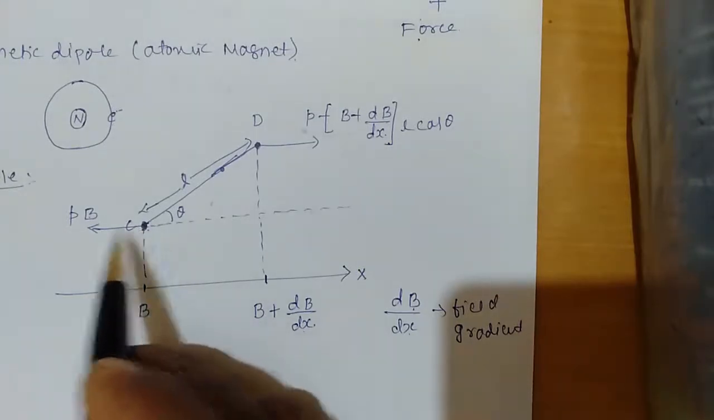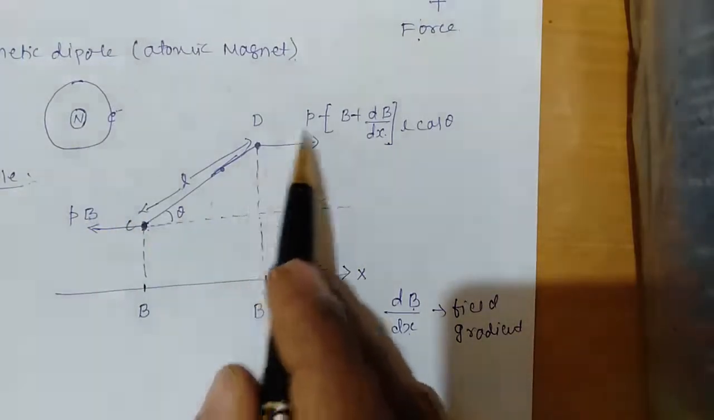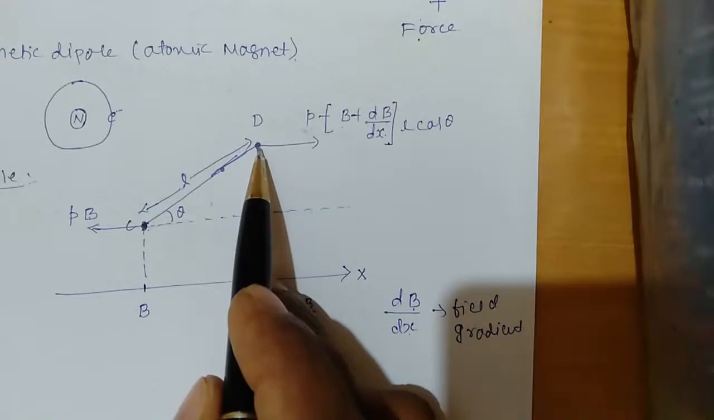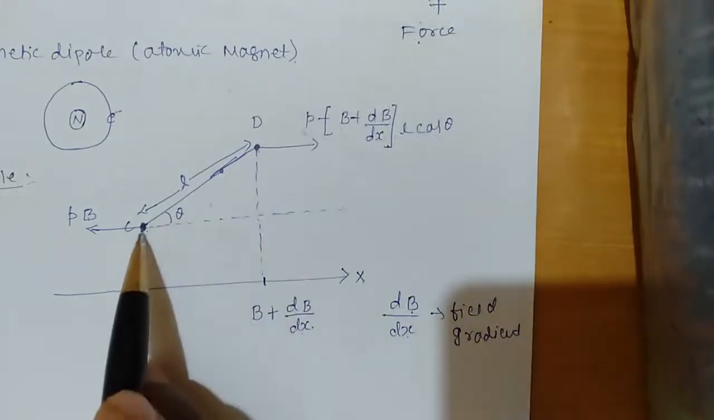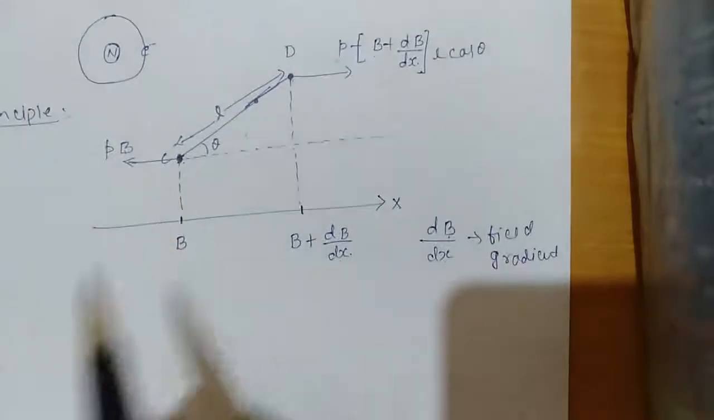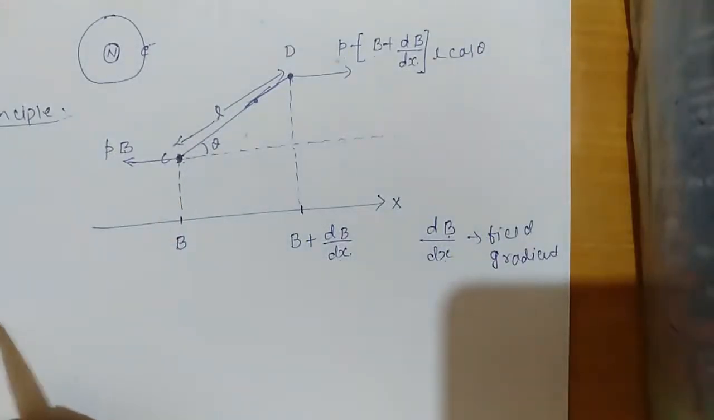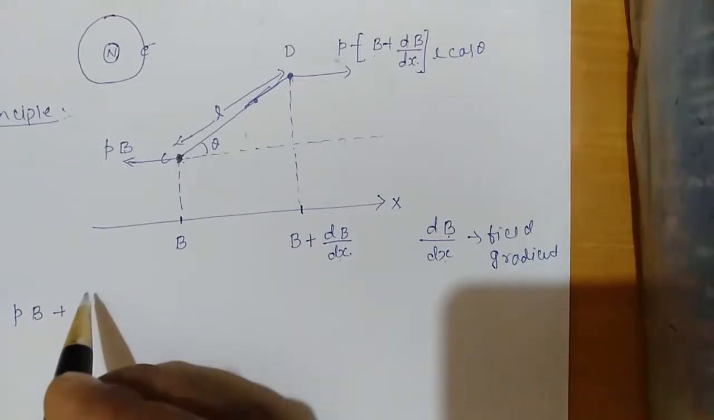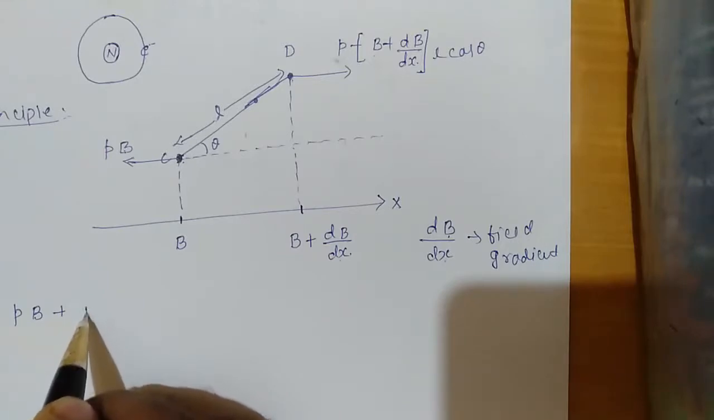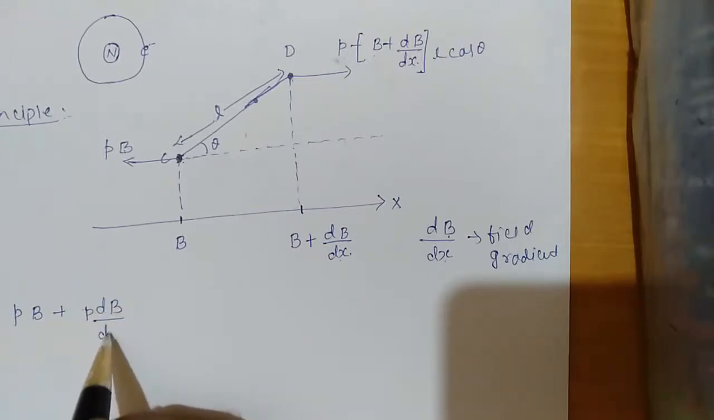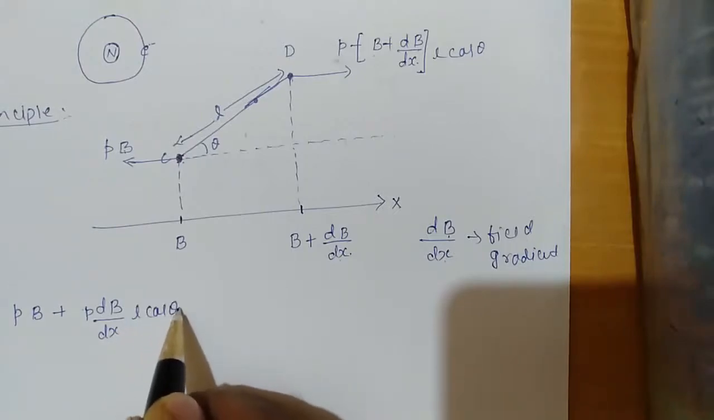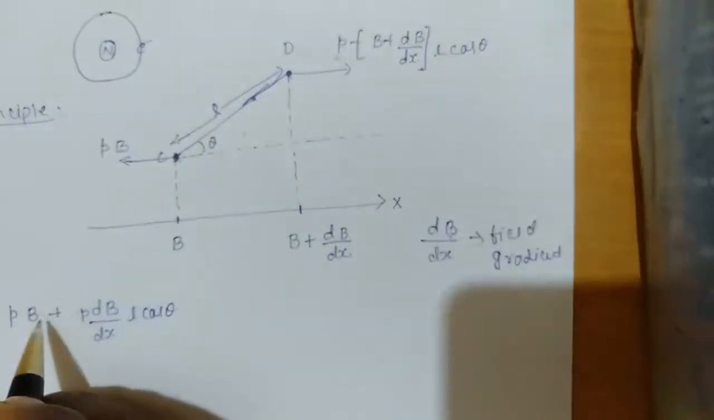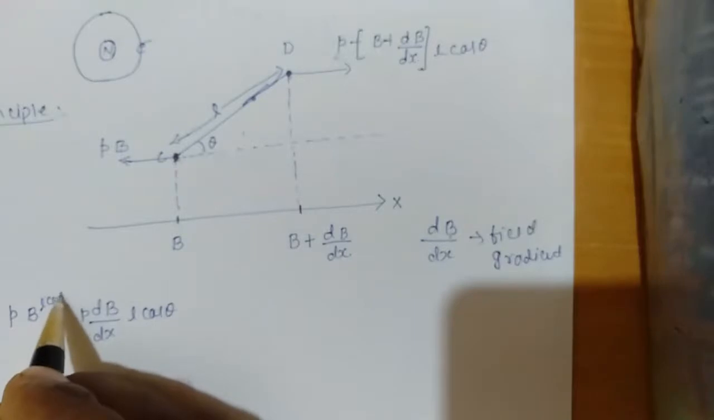Okay, now since here we have two forces, one is PB and the other is P into B plus dB by dx into L cos theta. So this is the force at one pole of the dipole, and this is the force at the other pole of the dipole. Now the net force acting can be written as P into B plus P into dB by dx into L cos theta. I am taking this P inside the bracket and multiplying, and here also we will have L cos theta.